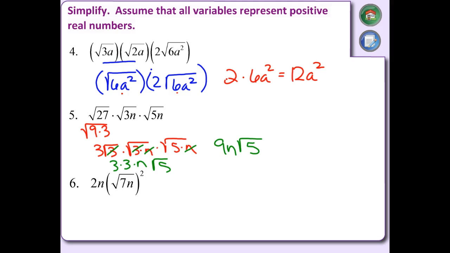Now if we're looking at number 6, do you see this parenthesis here? They want me to take the square root of 7n squared. Now remember, we've talked about those being inverses of each other. To take the square root of something and then square it, they're opposites. They undo each other. So this really just means 2n times 7n, which would give us 14n squared.